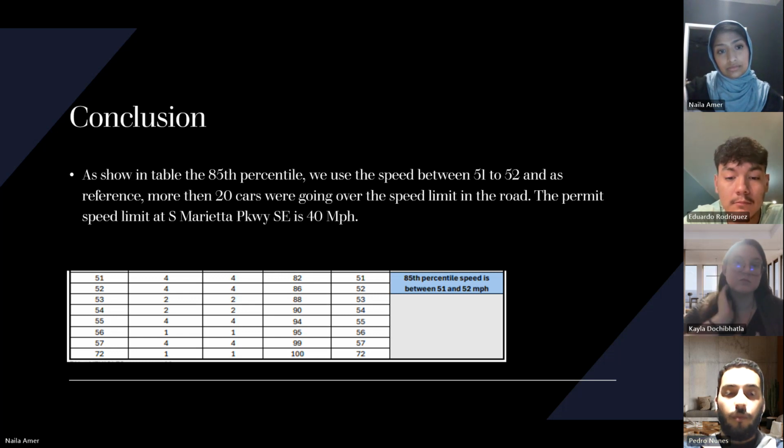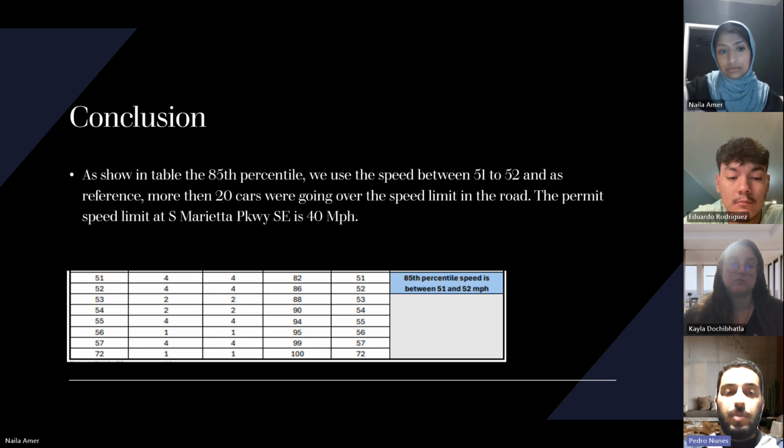So we conclude that most of the drivers that went over the speed limit are trying to catch up with the green light that was showing on the previous slides when we started collecting our data. And some of the drivers that went under the speed limit are probably at a stoplight, trying to catch up with the green light.